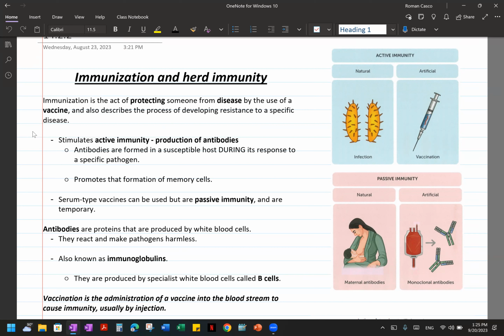Antibodies are formed whenever you have that infection or disease, and that in turn promotes the formation of what are called memory cells. More specifically, they're called memory B cells, and I'll get into that in a little bit. This is what I'm mentioning, that the book doesn't go into a lot of detail there.